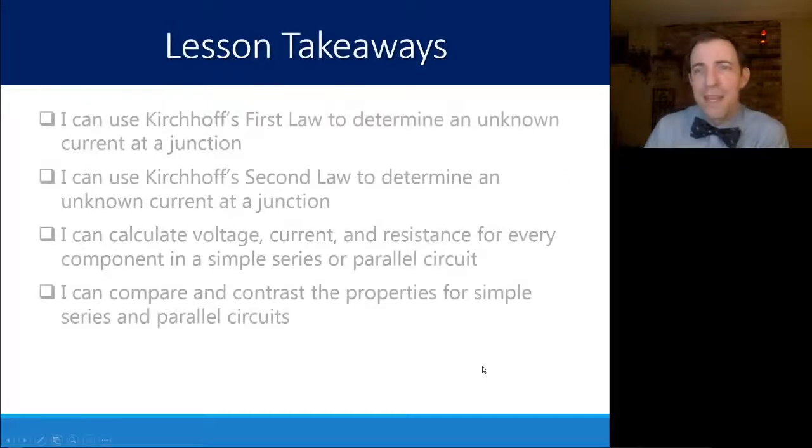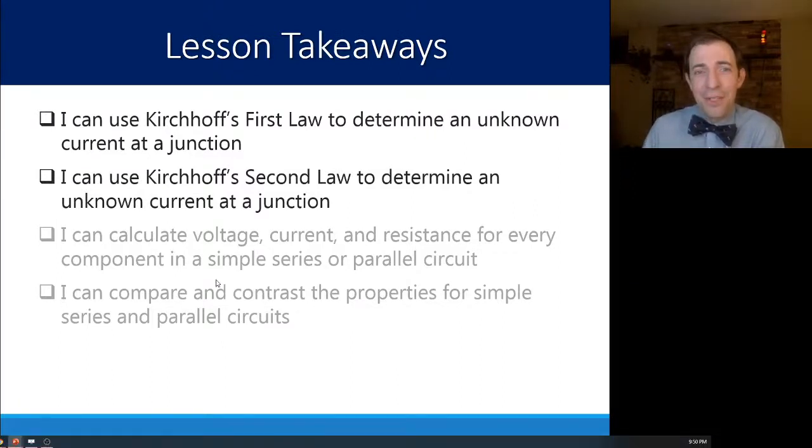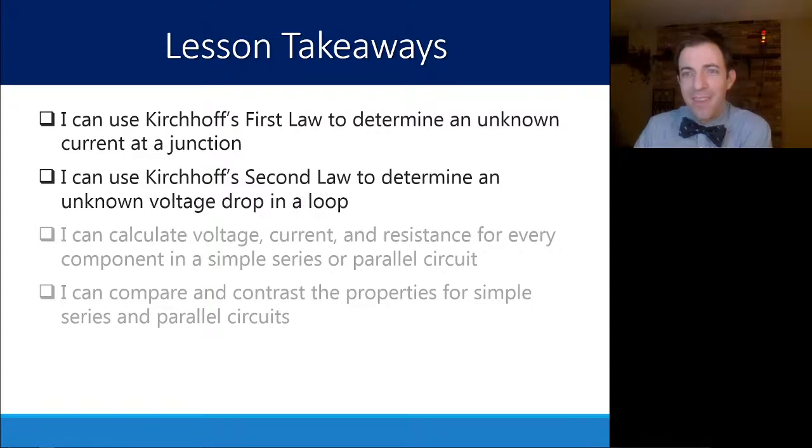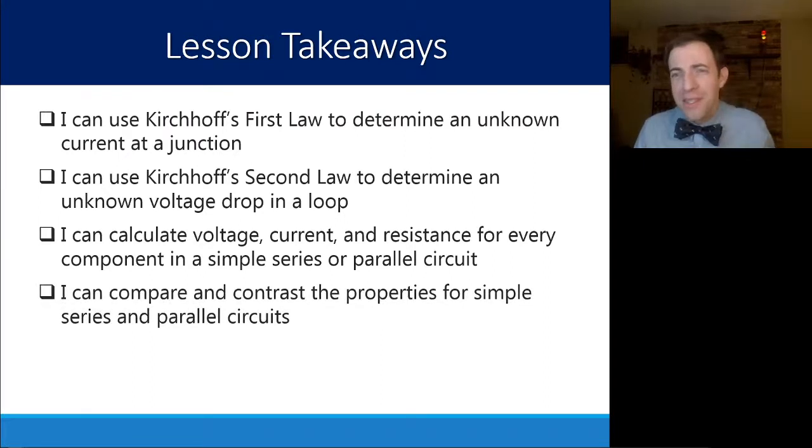The takeaways from this video are: you should be able to use Kirchhoff's first law to determine an unknown current at a junction because the current splits and adds up overall to 0. Use Kirchhoff's second law to determine not an unknown current, but instead an unknown voltage drop. See how I did that? I edited it quick. And then you should be able to calculate voltage, current, and resistance for every component in a series or parallel circuit, and notice the patterns and the properties for a simple series and a simple parallel like we looked at in the last slide.